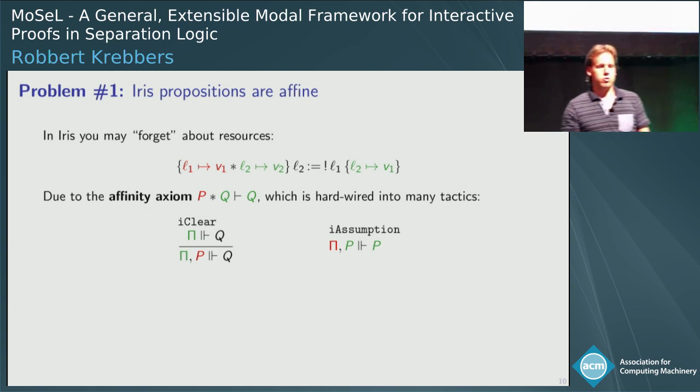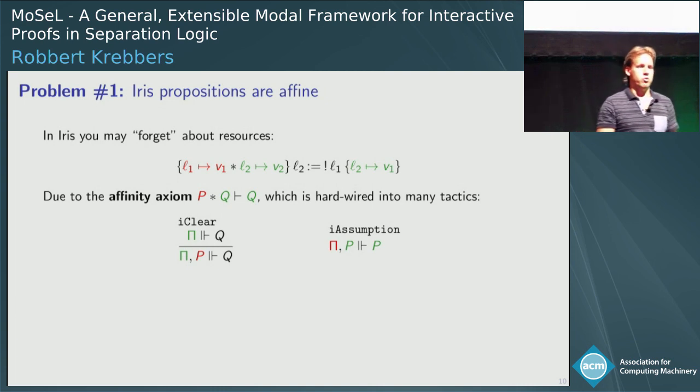And this axiom is not just hardwired into the foundations of Iris, but also into many of the tactics of Iris Proof Mode. Namely, the most obvious tactic is iClear, which allows you to just drop a hypothesis. The other one is iAssumption, which whenever you want to prove a goal and it appears somewhere in your hypotheses, will just drop all of the other hypotheses. The fact appears in more tactics, but these are the two most simple ones.